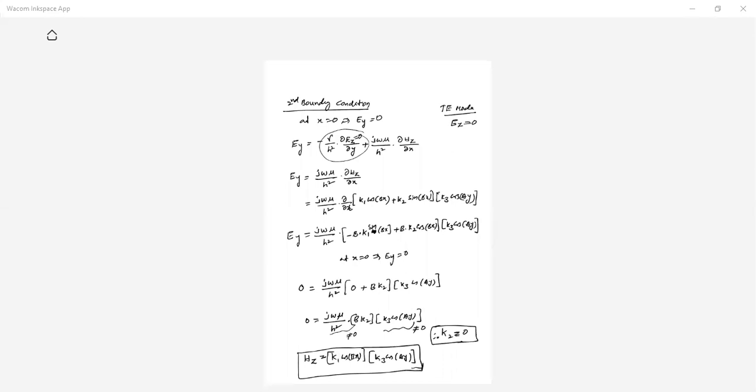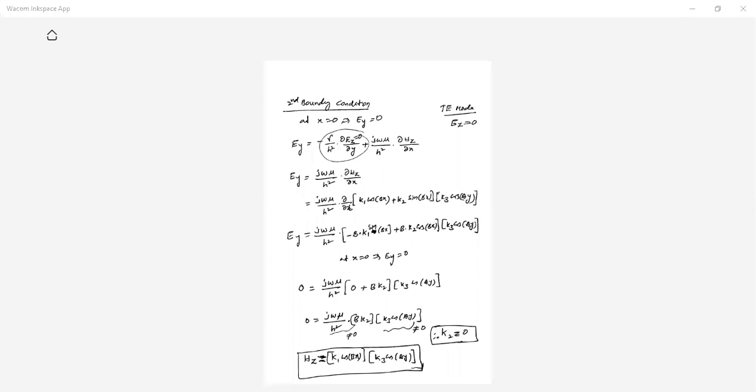So now the Hz is equal to this, the modified one. After the second boundary condition, K2 is equal to 0 and K4 is equal to 0, and we have only K1 and K3, so only cos terms are remaining here. So cos Bx is there, cos Ay is there, and the sine terms go to 0. Now we go for the third boundary condition, at y is equal to b, Ex is equal to 0.